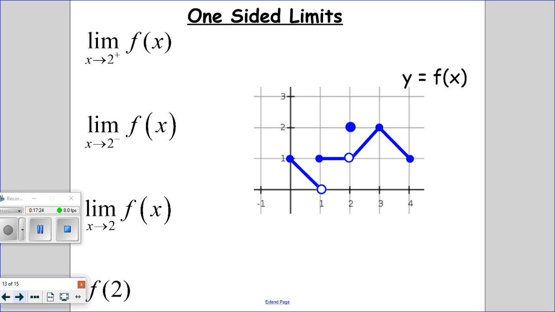Okay? All right, we're going to build on that, but I'm going to let you guys try to build on it yourselves. So, same picture with your table partners. I want you to find the right-hand limit, left-hand limit, and generic limit at 2, and then that last one, function value.